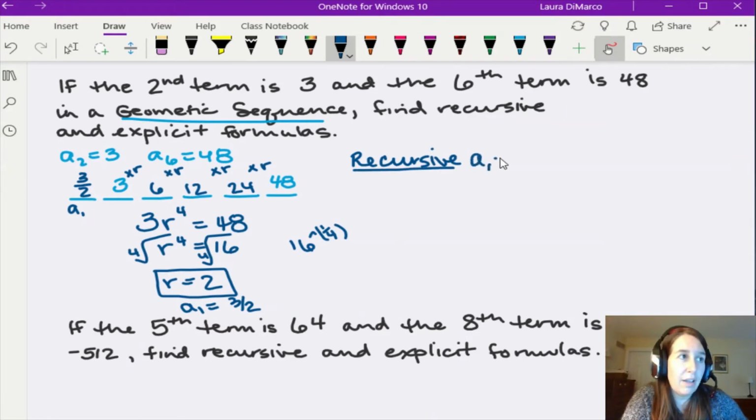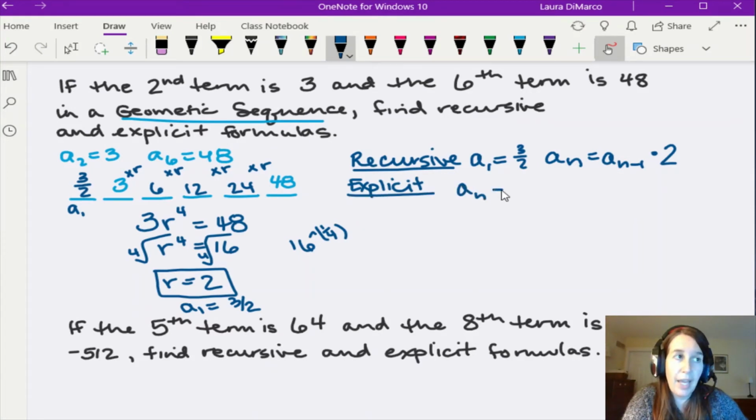A sub 1 is equal to 3/2, and a sub n is equal to a sub n minus 1 times 2. Our explicit formula is a sub n will be equal to 3/2 times 2 to the n minus 1 power. Okay, I would write it that way. I don't think you need extra parentheses anywhere. It works. They'll usually give you a dot to work with.